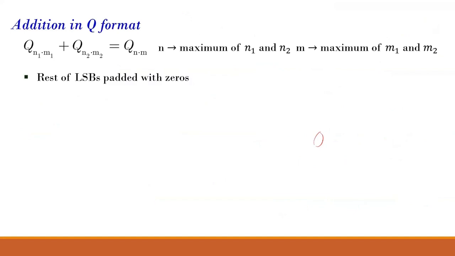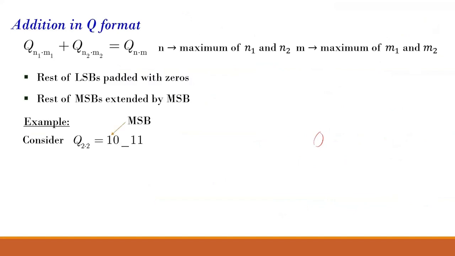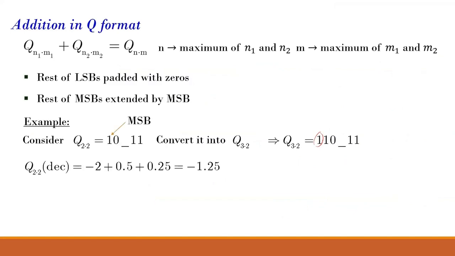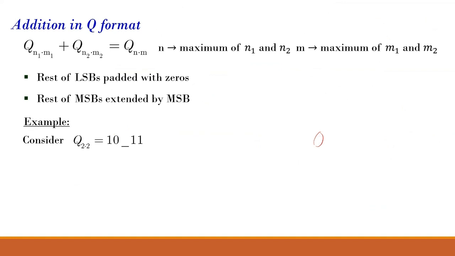So we will go for addition in Q format. Suppose we are doing additions in Q format. Let's take an example. We'll have Q1.3, which is 1, 0, 1, 1, and Q2.2, which is 01.11. Now we want to add them.